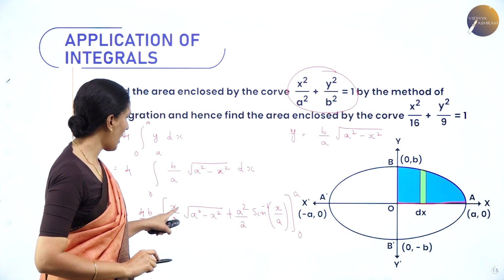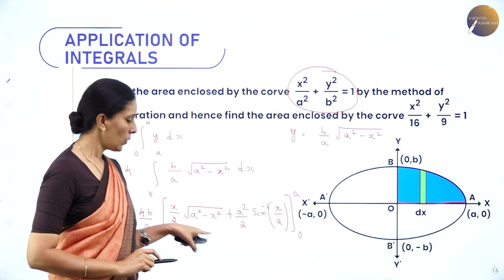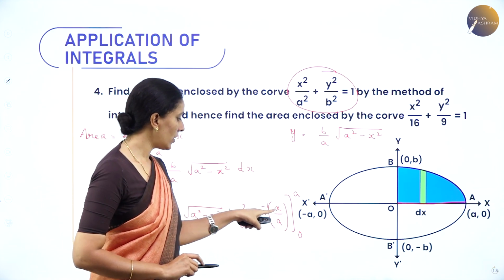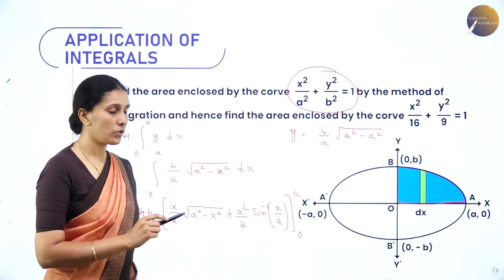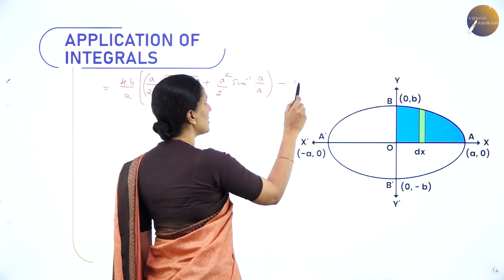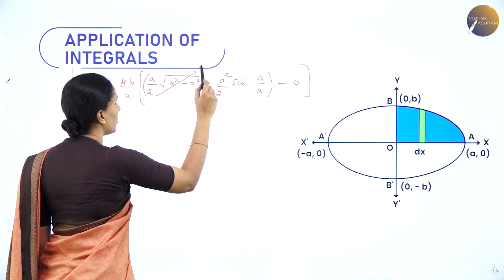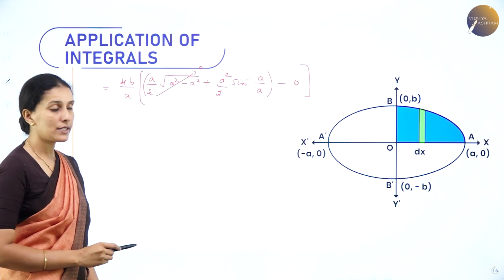That means wherever you have x, you should take it as 0. So if you put 0, this entire thing is 0. And if you put x is equal to 0 here, sine inverse of 0 is 0. So therefore, it is minus 0 only. Now let's solve this. This term goes to 0 because a square minus a square is 0.